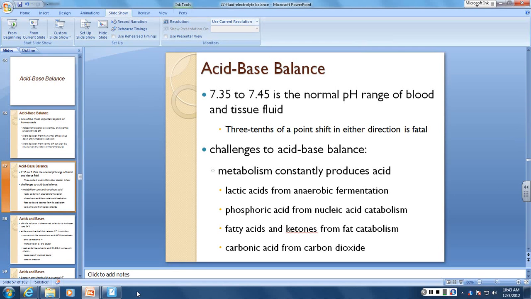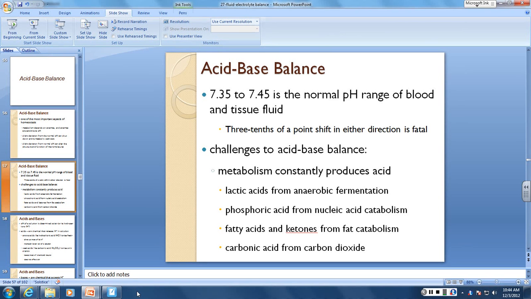And this is what happens in individuals who have diabetes mellitus. So the problem is their glucose is too high. That means the body cells are not getting glucose, so those cells have to start breaking down fatty acids instead, breaking down fats. And what that does is cause an accumulation of ketones, which makes the blood too acidic.